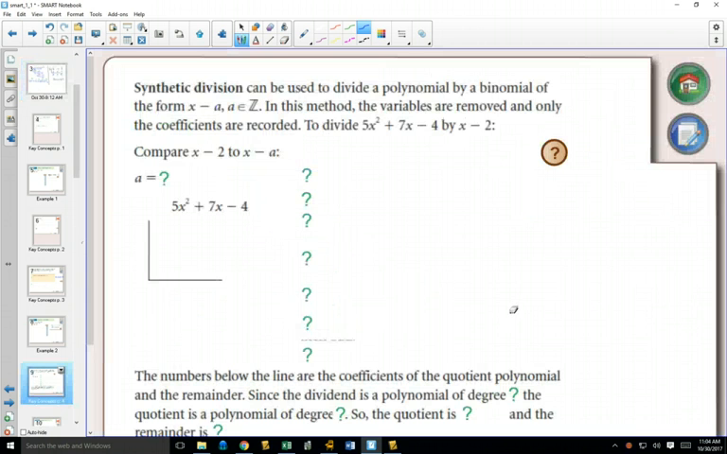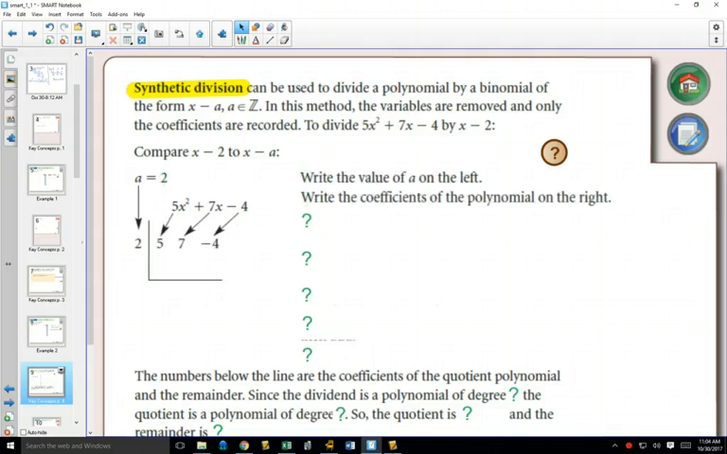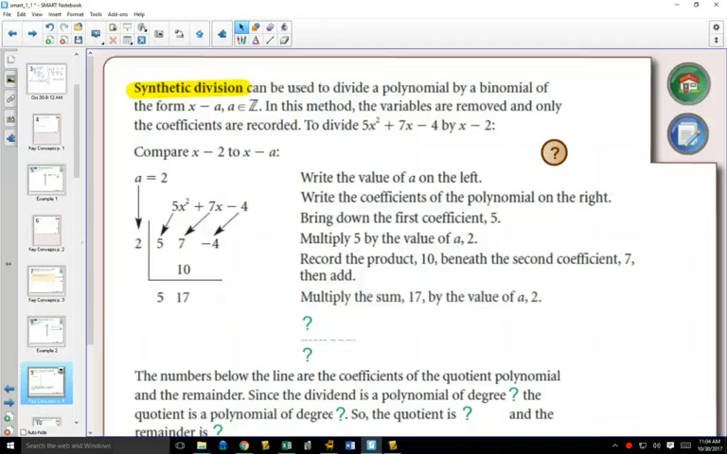If you want to highlight it in your notes, it's on page 5. You can take out your highlighter. Synthetic division, and they have an example here which goes through the steps.